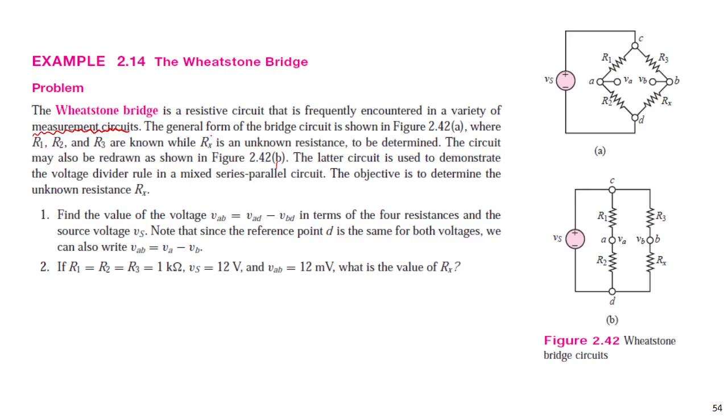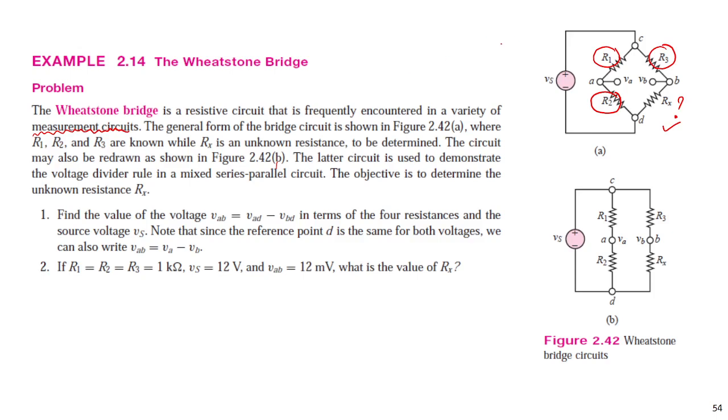In general form, the bridge circuit is shown in this figure. This type of circuit we call a Wheatstone bridge, where R1, R2, R3 are known. So we know this value, this value, and this value, and Rx is unknown. Rx is the unknown resistance, so we can determine the resistance of Rx by this circuit.